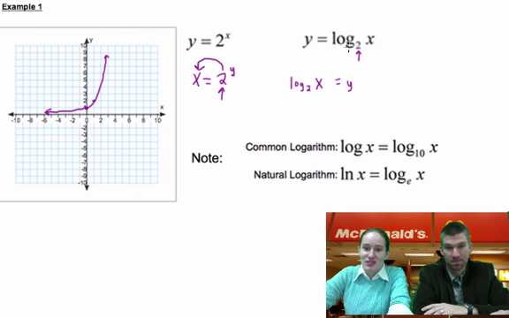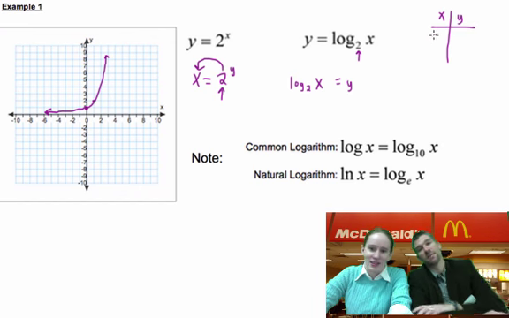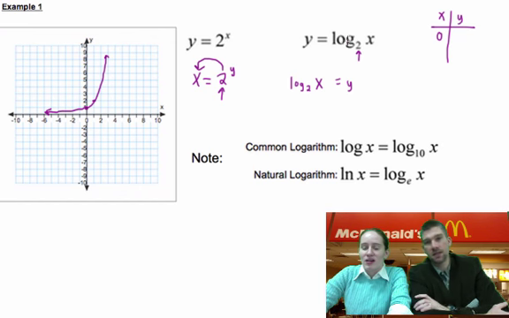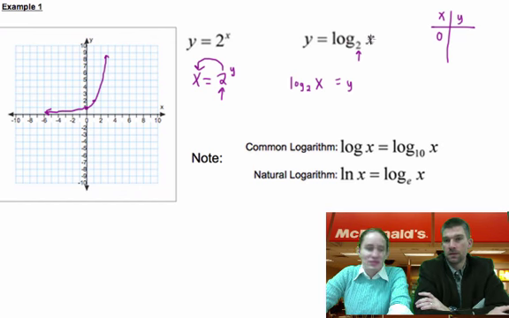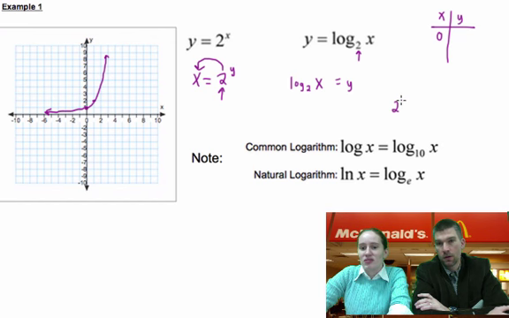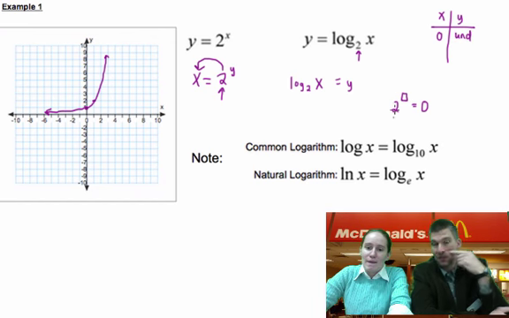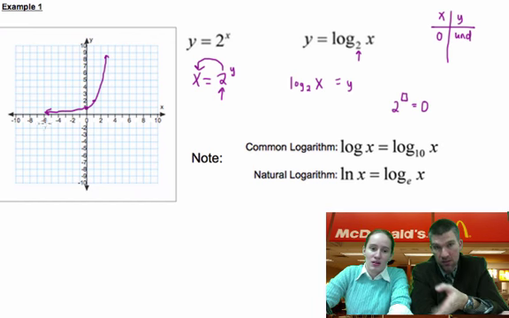So log base 2 of x. How do we go about thinking about this? If we were to try to do it without our calculator and we plugged in values. Log base 2 of 0. No deal. 2 to what power equals 0? It ain't happening. So this is undefined. And if you'll notice on the graph that we just drew, it never actually crosses the x-axis.